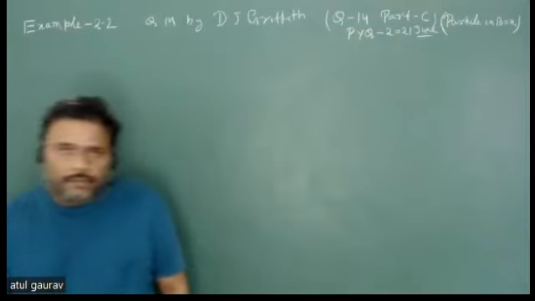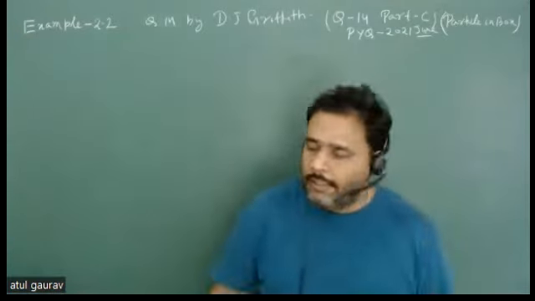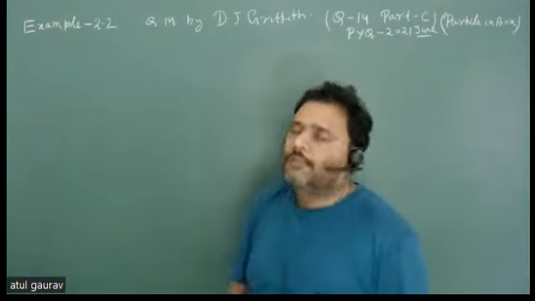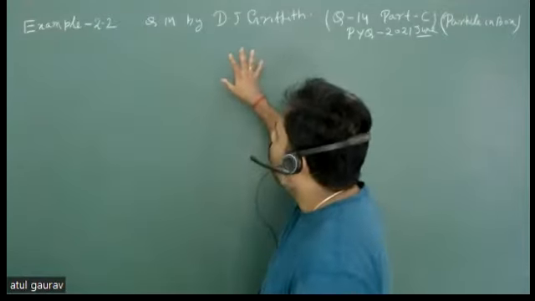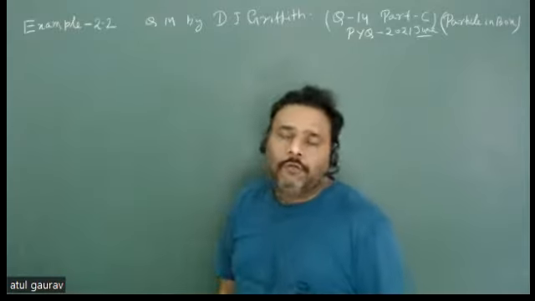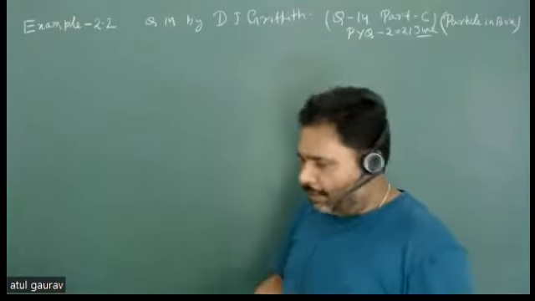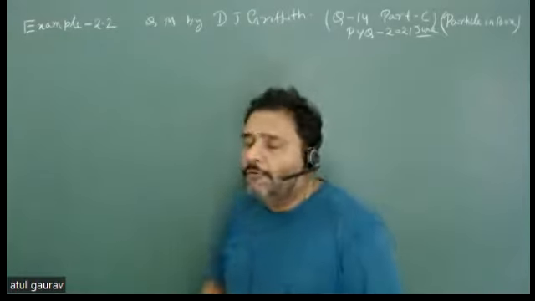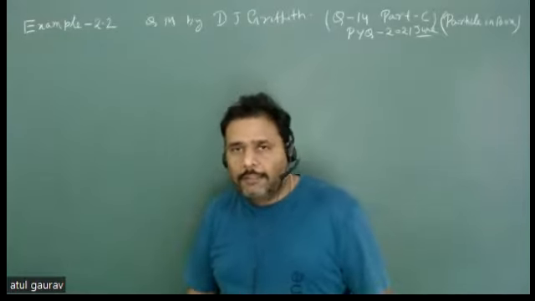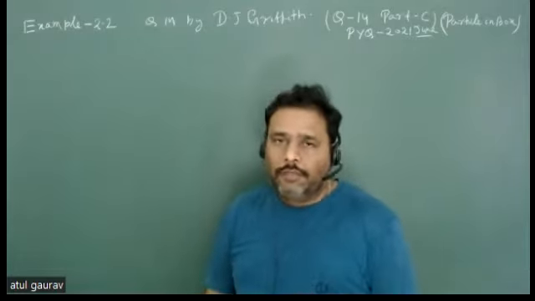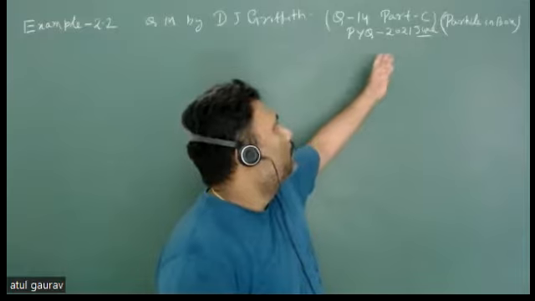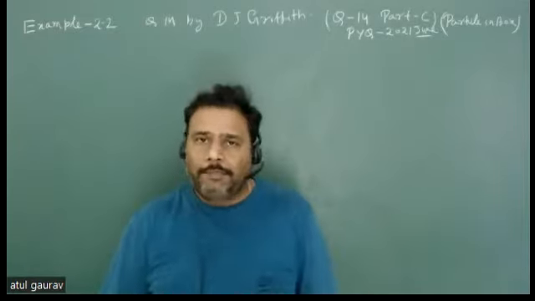So I have written all the source of the problem, and I will give you the source also. This problem is example 2.2 from D.J. Griffiths. I will explain the problem, and it also came in this year's examination as a 5 marks question in the June 2021 examination. I think this is PYQ question number 14, part C.